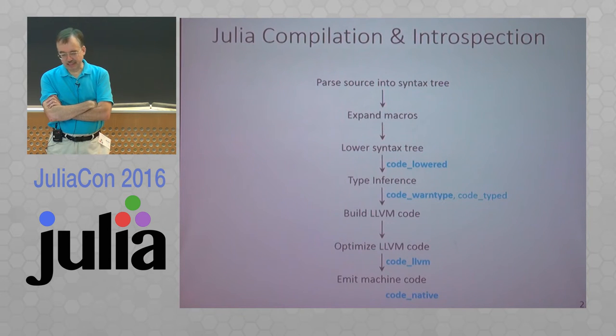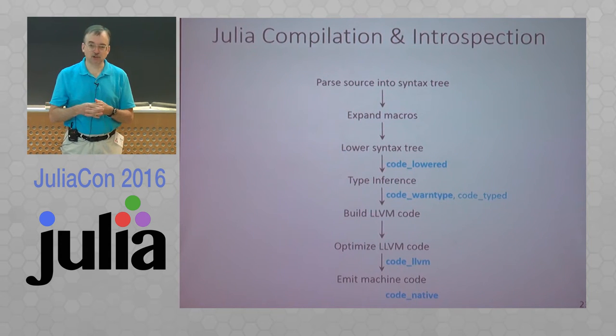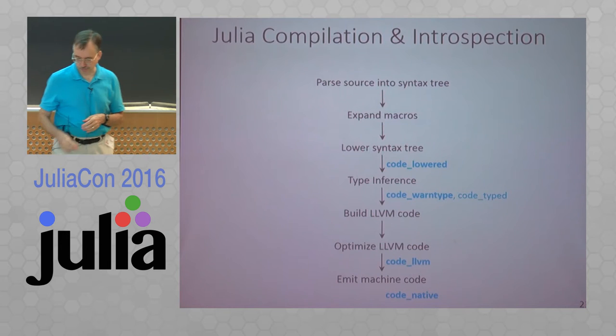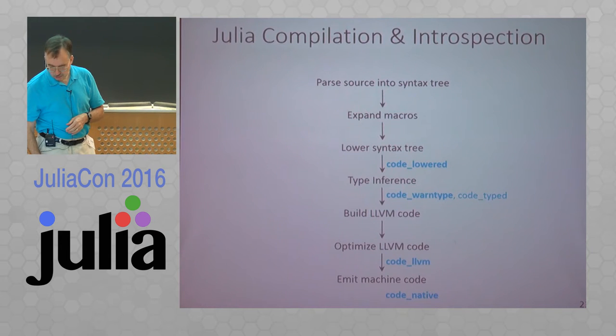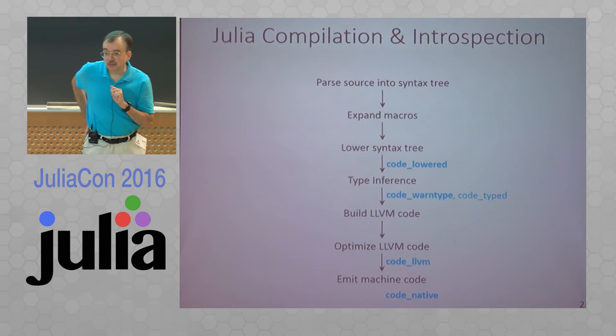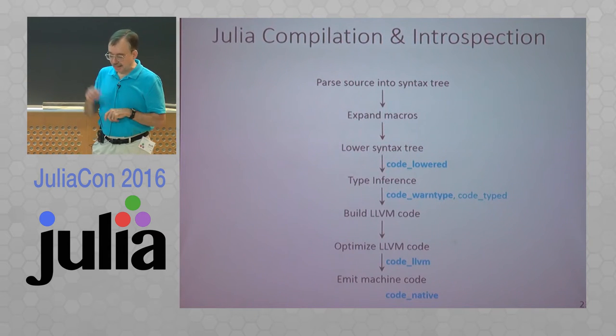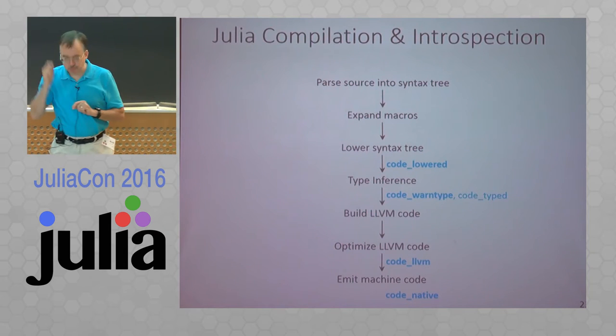Then we build the LLVM code, ship it off to the LLVM, which optimizes it. And the LLVM emits the final machine code. And the levels you can peek at: you can look at the code after the syntax tree is lowered with this function called code_lowered. And I'll show examples of calling these things.